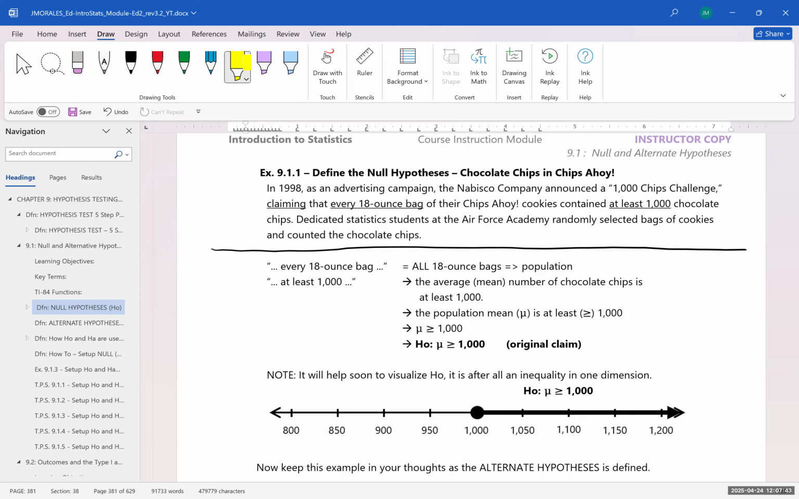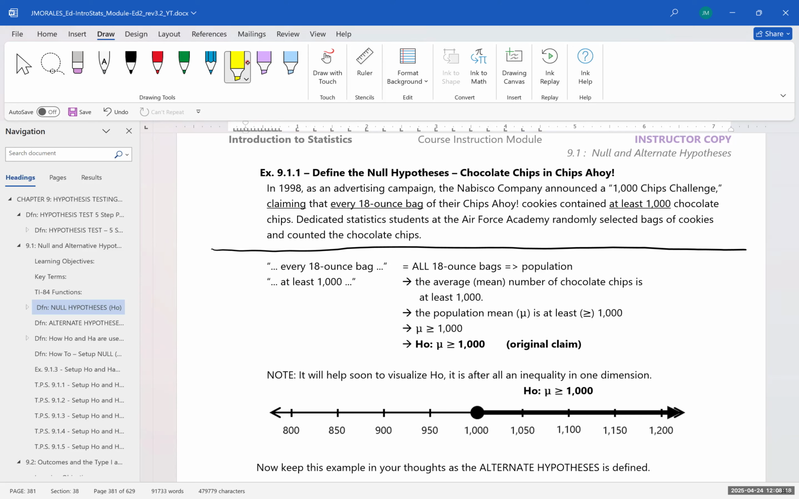So what they did is from an entire population of 18-ounce bags of chocolate chip cookies, these statistics students went out and collected a sample. So they went out and collected bags of chocolate chip cookies, opened the bags, and then started counting the number of chocolate chips in each bag of cookies. So let's take this and break it down.